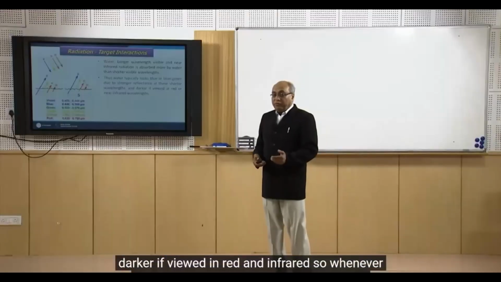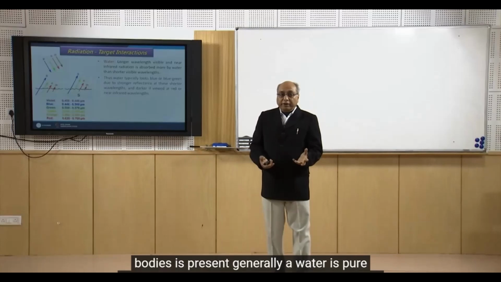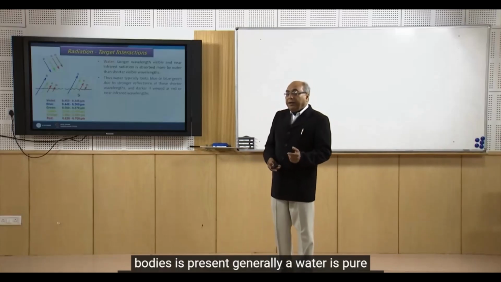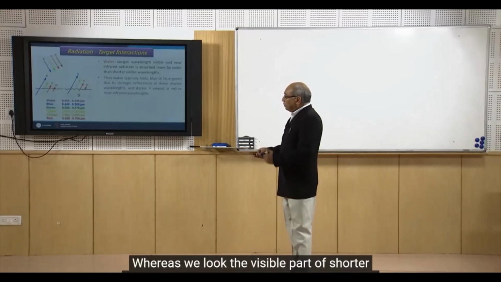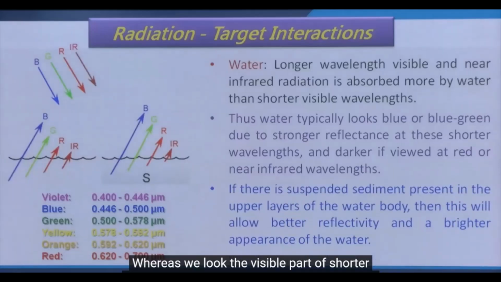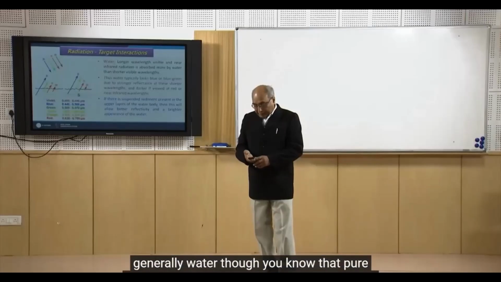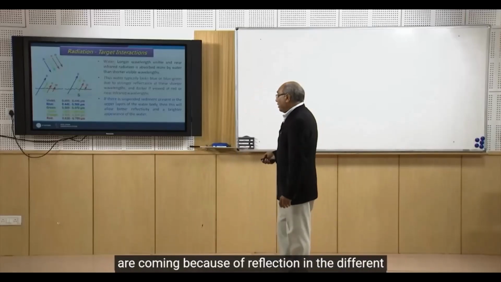So whenever we see the infrared images in which water bodies are present, generally if water is pure, it will completely appear black or dark because there is no reflection in that part of the EM spectrum. Whereas if we look at the visible part or shorter wavelength, we might see some reflection of water, especially in the blue or green portion of the EM spectrum. That is why we generally see water this way. You know that pure water doesn't have any color, but these colors are coming because of reflection in different parts of the EM spectrum.